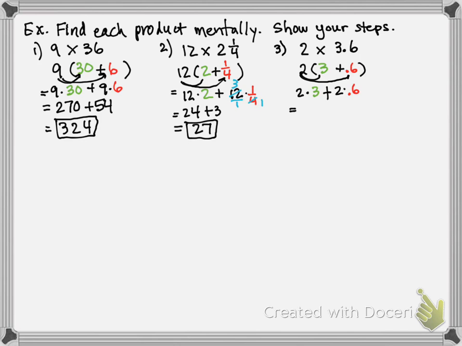So let's see what we get. We get 2 times 3 is 6. 2 times 6 is 12, but there's going to be 1 digit after the decimal point, so I get 1.2. So whole number goes with whole number. 6 plus 1 is 7, and I get 7.2 as my answer.